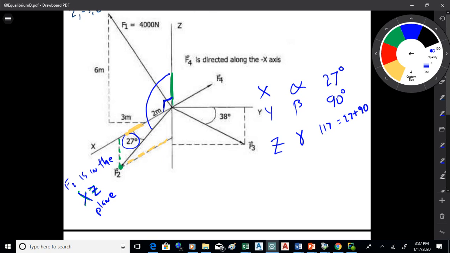I'm looking down the y-axis. If I'm doing that, what I'm going to see is something like this, x and z. And then that vector F2 is down like that, and that makes a 27-degree angle. So in this sketch, the y-axis comes out of the board. And it doesn't matter where that thing is. If it's on the board, it's going to make a 90-degree angle with that y-axis. So that's where the 90 comes from. All right.